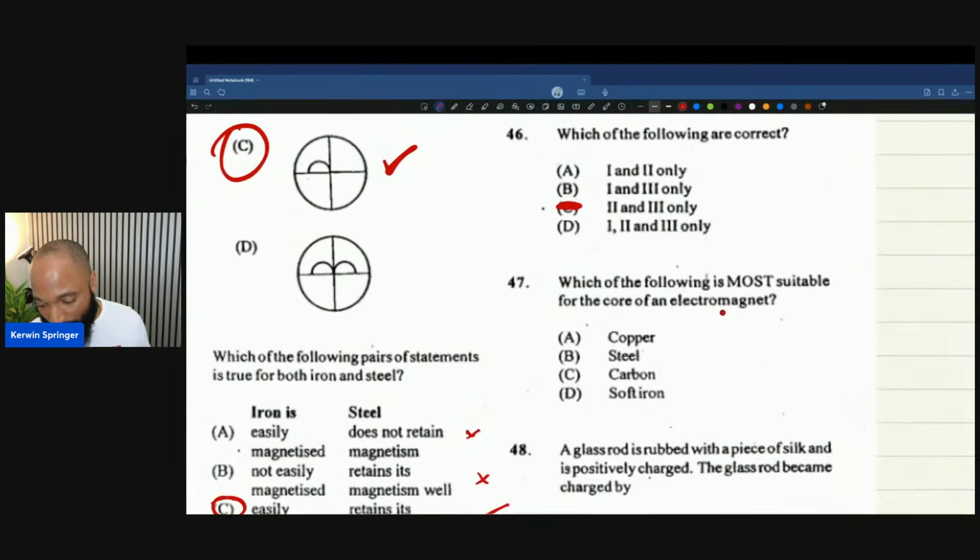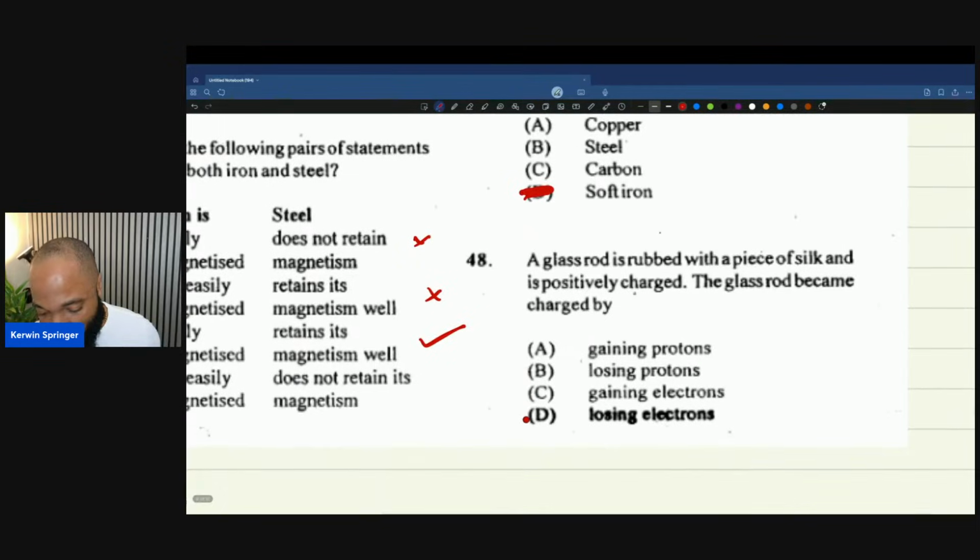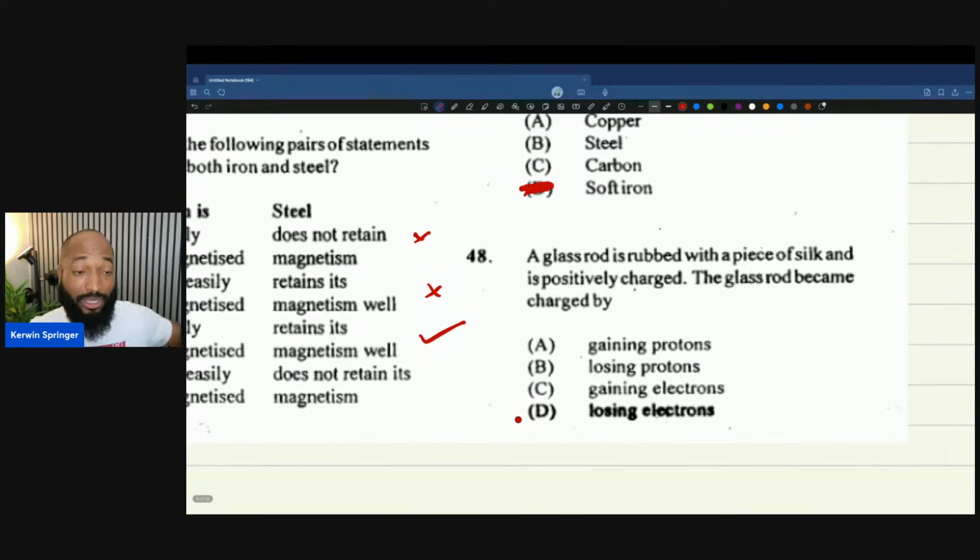Which of the following is most suitable for the core of an electromagnet? For an electromagnet, we need soft iron. We're moving forward. Yeah, so this used to be something that used to give me hell to memorize.